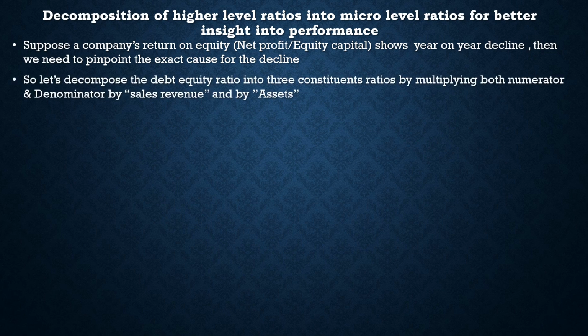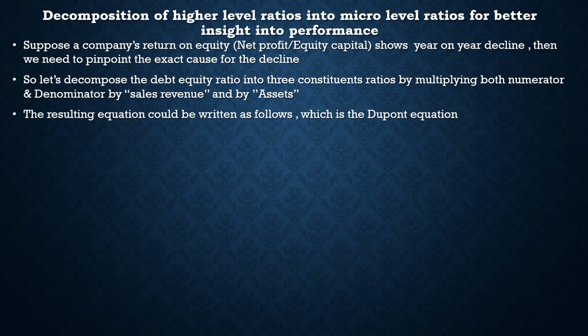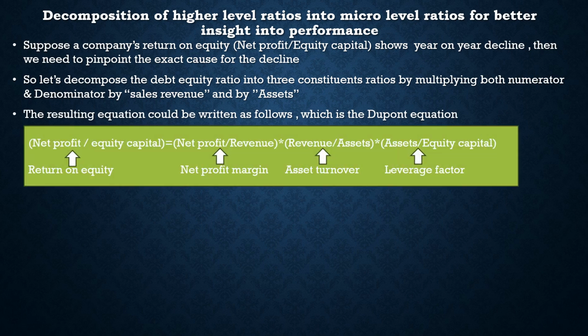So let's decompose the return on equity into three constituent ratios by multiplying both numerator and denominator by the sales revenue and by assets. The resulting equation could be written as follows, which is the DuPont equation. That is, the return on equity is equal to net profit margin into asset turnover into leverage ratio. That is, net profit by revenue into revenue by assets into assets by equity capital.